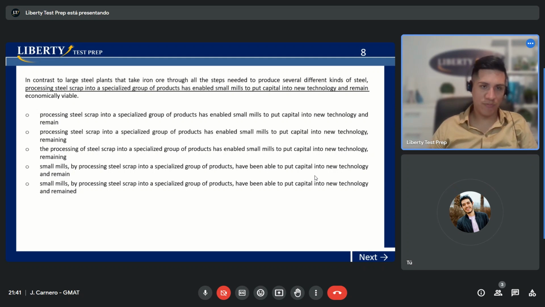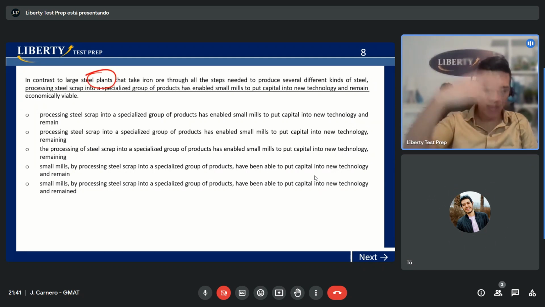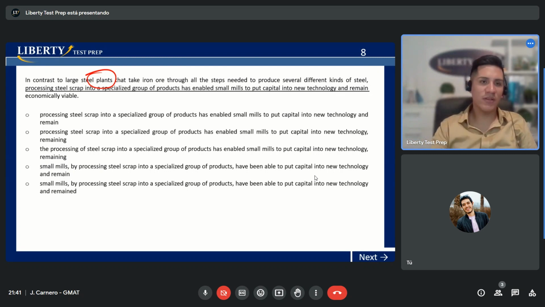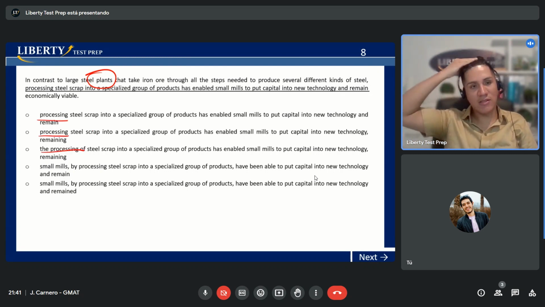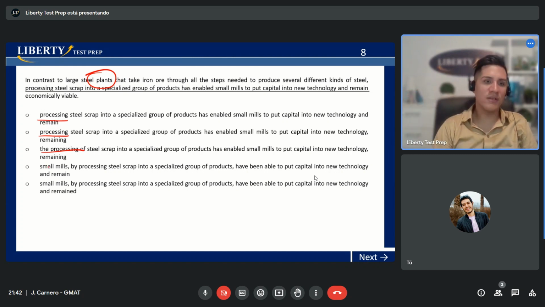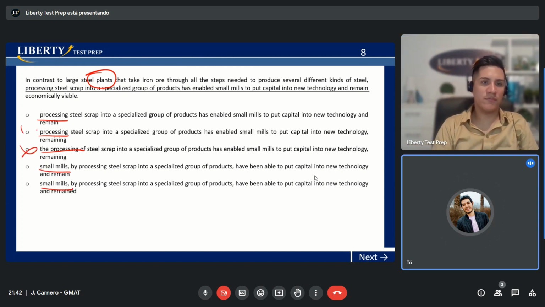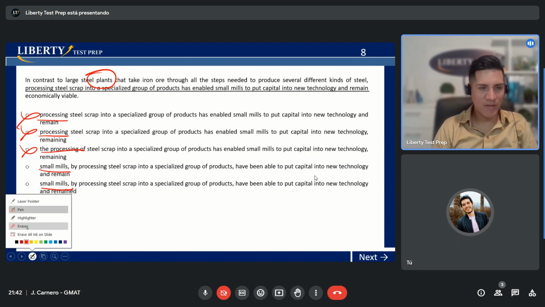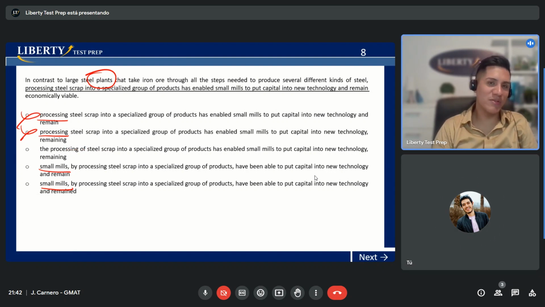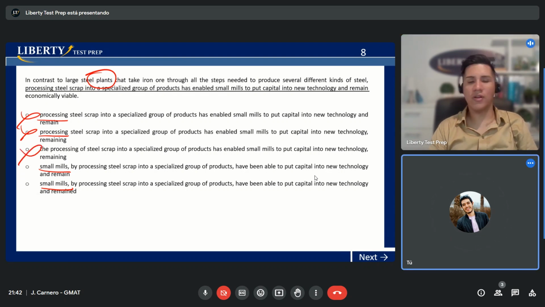Well, very good. So large plants is kind of like a place, kind of like a factory, right? So processing is not even a thing, right? Processing is an action kind of thing. Processing is a noun, but it's not a real thing. It doesn't exist. You can't touch it. So it's got to be mills.